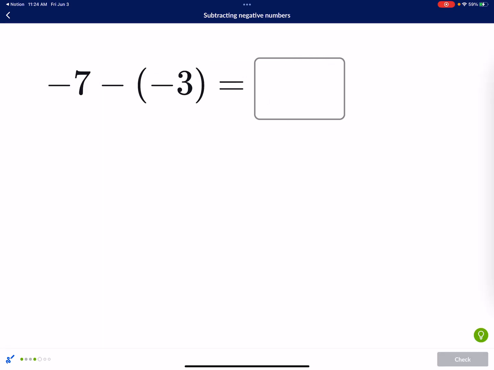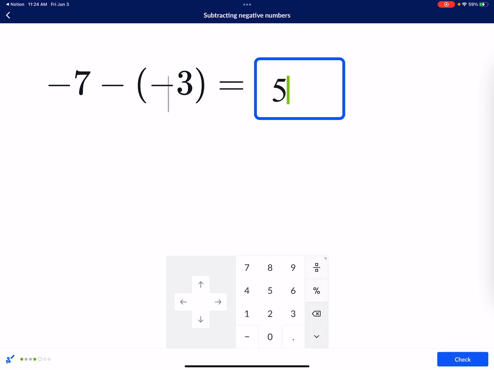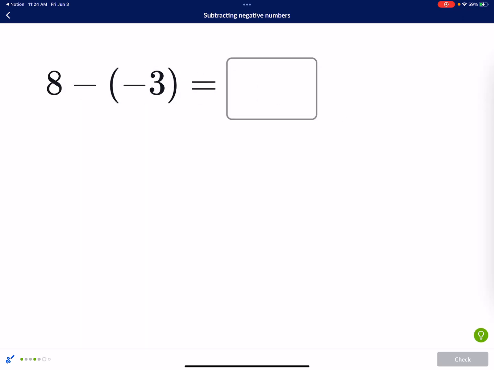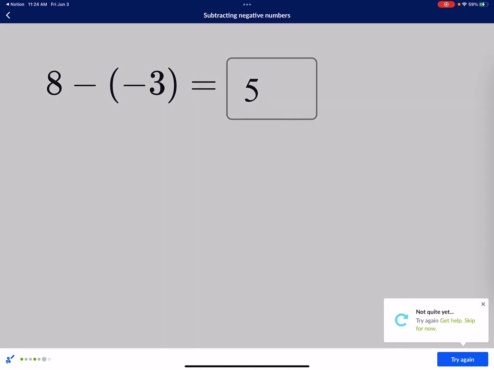All right. Remember, skip these. If there's a subtracting a negative, skip these for now. Okay, skip these ones as well.